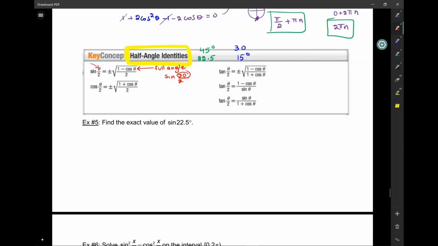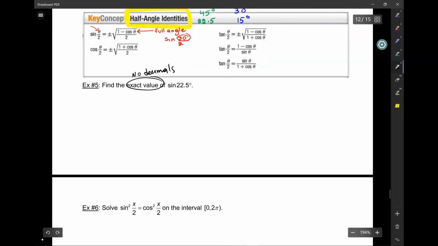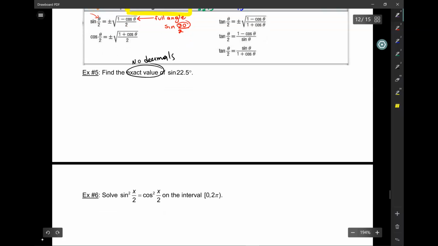All right, so look at this one. It says find the exact value. Remember what exact value means, no decimals, right? Of sine of 22.5. All right. So now, sine of 22.5 is a half angle, okay? So this is the same as sine of 45 over 2, okay? Now, the one thing you have to notice is this angle 22.5 is in quadrant 1. Just take note of that, because remember how sometimes the quadrants switch? Just be mindful of that.